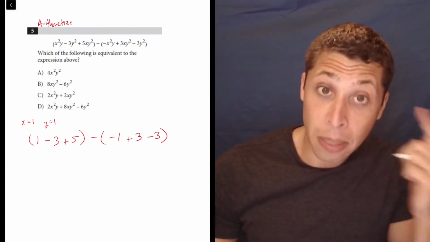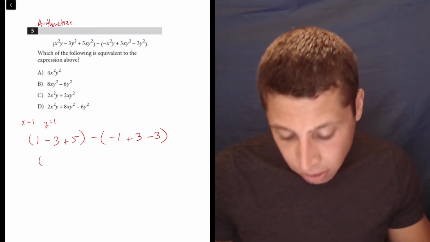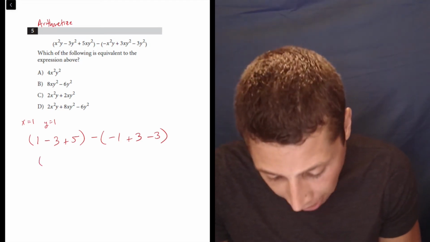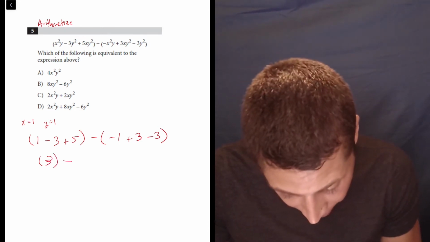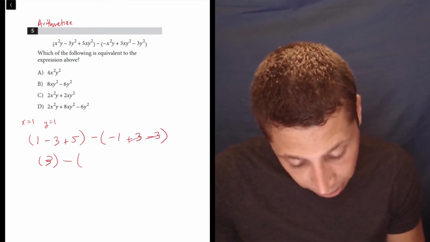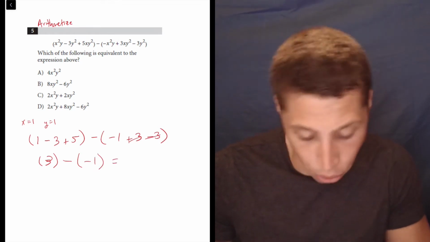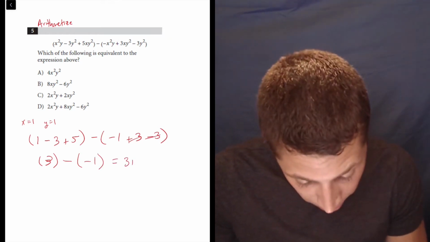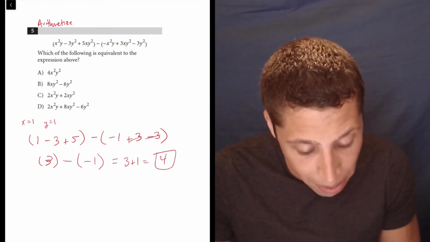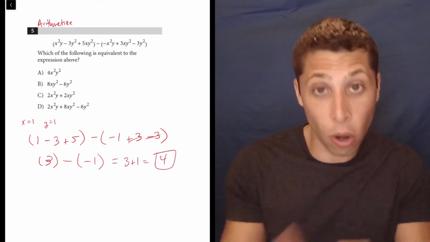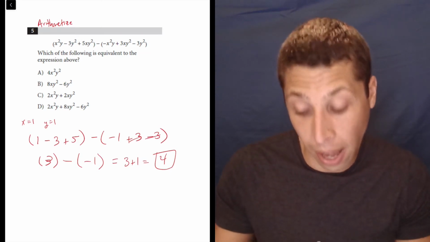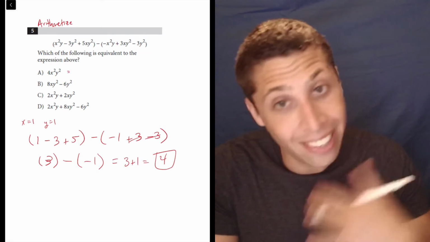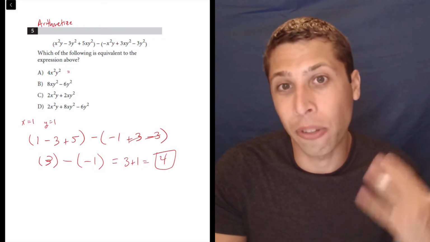And that then can be simplified really fast, right? So 1 minus 3 is negative 2. Negative 2 plus 5 is 3. And then here we've got the 3's are going to cancel. We're going to get negative 1. And then 3 plus 1 is 4. And so that's my magic number. I want answer choices that also equal 4 when I put 1 in for x and y. And when I do that, again, the letters go away very quickly and I'm left with just those coefficients.